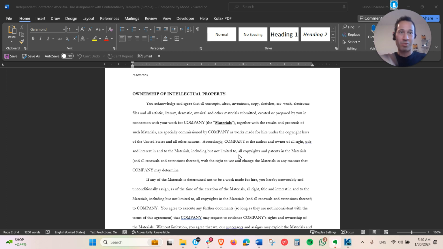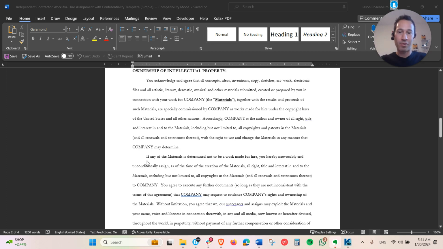Attorneys and many other people all say work for hire, but we're talking about not just the work for hire part, but this part also that I think is very important, because if any of the materials is determined not to be a work made for hire, you hereby irrevocably and unconditionally assign, as of the time of creation of the materials, all right, title, and interest to the materials, including but not limited to all copyrights in the materials.